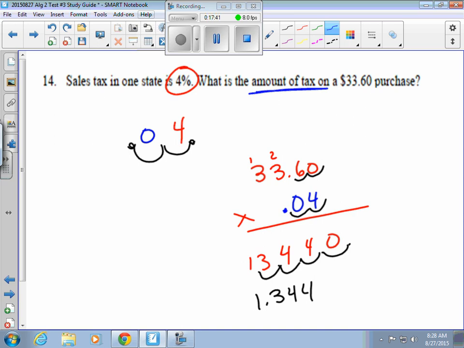If we round this to numbers to where it's money, remember money only goes to the hundredths place, so we're only going to round to this place. The tax on this is $1.34. But remember, with money, you always round up that last one. It doesn't follow the normal rounding rule. So it'll be $1.35 tax.